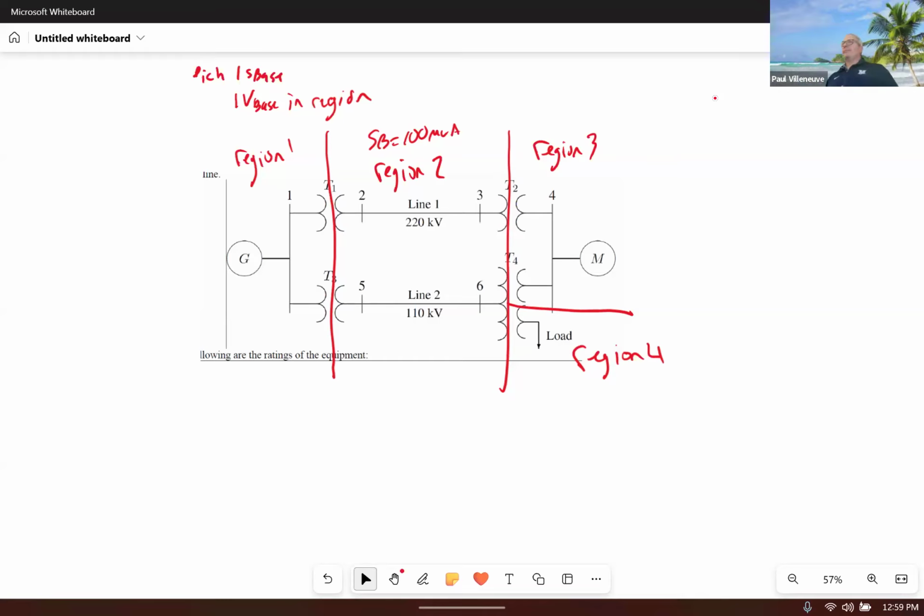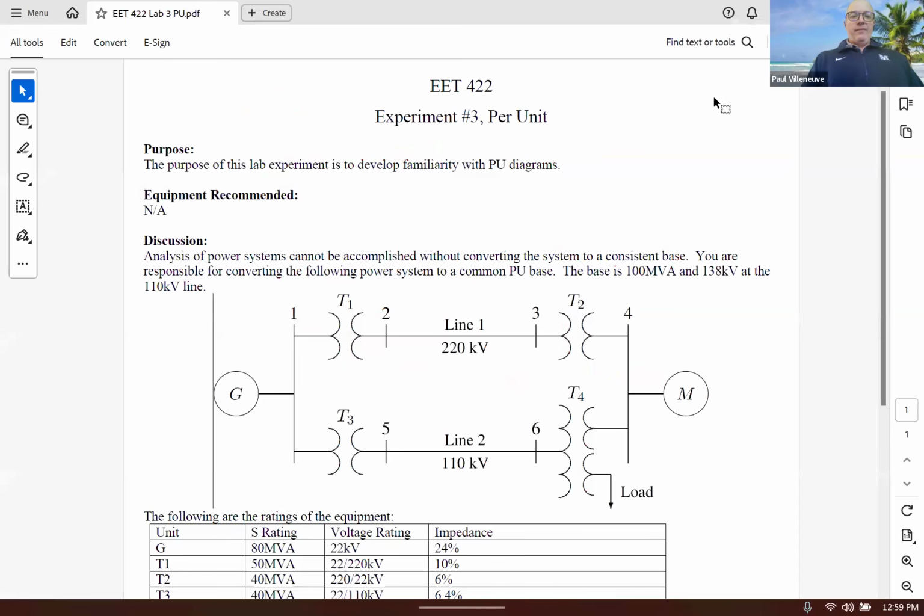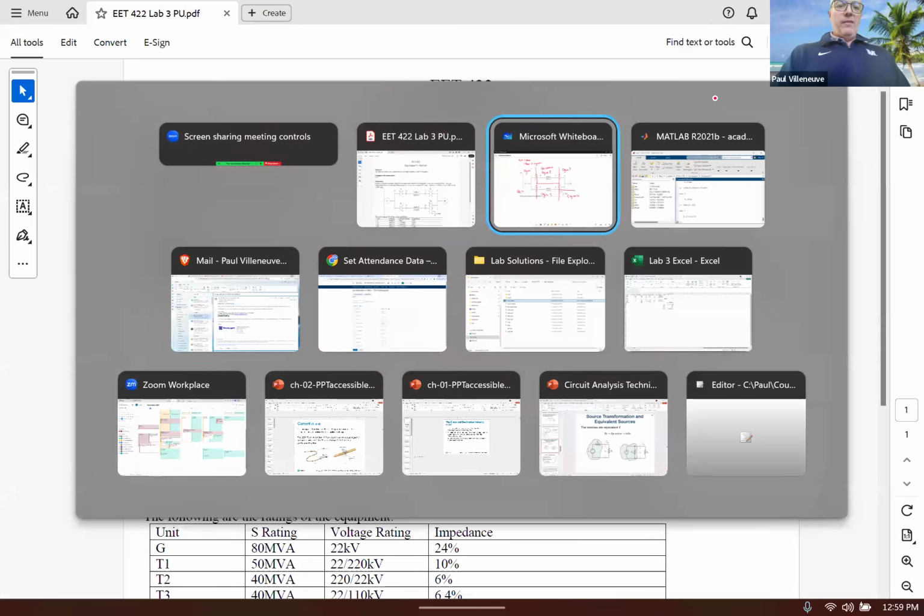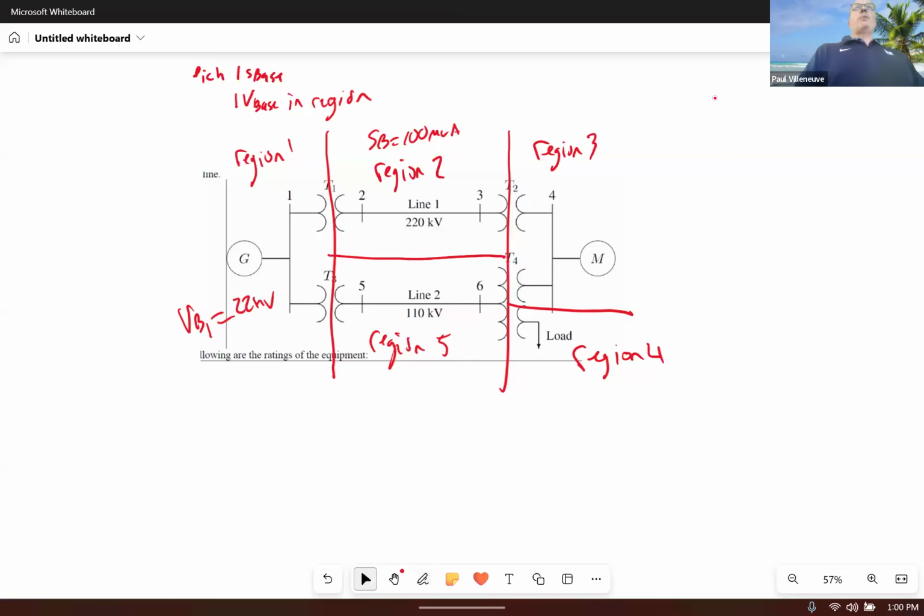So at this point, I can pick my, yes, sir? Oh, yeah. Okay. You're right. So we'll call that one region 5. Yes, because it does go separately. We'll see they're the same value, but yeah, that is a separate region. Okay, so we'll just pick V base over here. And I think it was, is it 13.8 kV here? Is that the lab handout? 22 kV. This is the one we picked, yep.